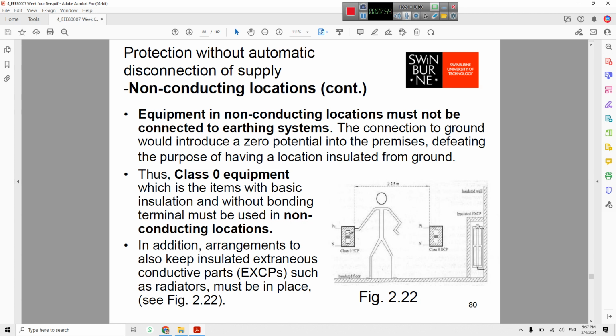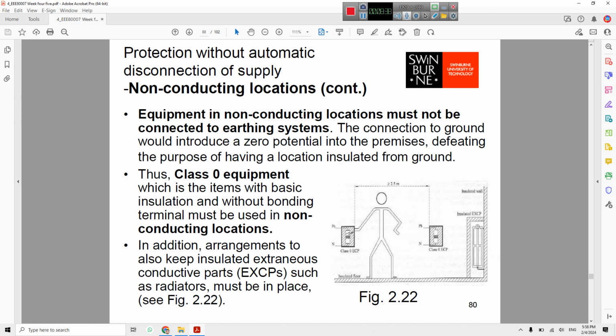The connection of the ground would introduce a zero potential into premises, defeating the purpose of having a location insulated from ground. Thus, class 0 equipment, which is the items with the basic insulation and without bonding terminal, must be used in non-conducting location. In addition, arrangements to also keep insulated EXCPs such as radiators must be in place.